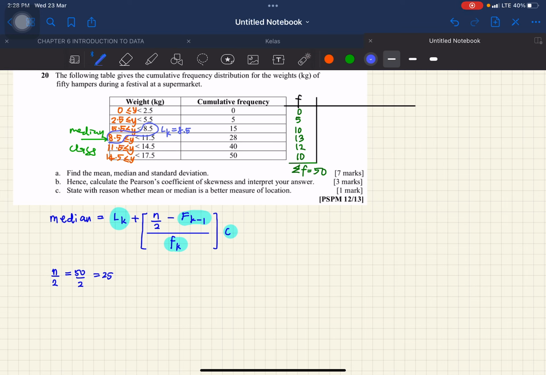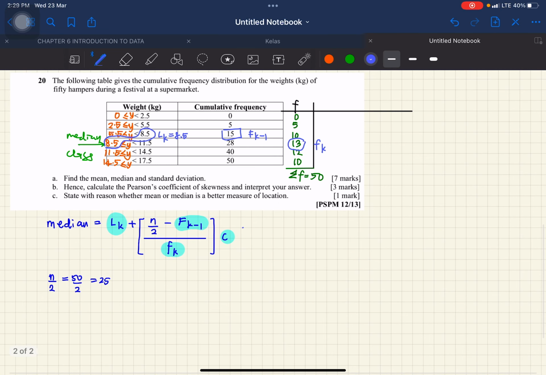Okay, tak perlu fikir. Alright, so next we need to have this big F, K minus 1. So K minus 1 meaning that it's the previous class. Okay, so K, only K, meaning that it's the median class. Alhamdulillah. Okay, so untuk F, big F, K minus 1, kita nak this one. This is the value that we want to use. F, K minus 1. And then small fk is this one.